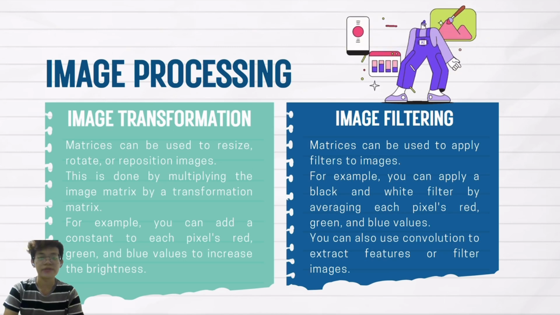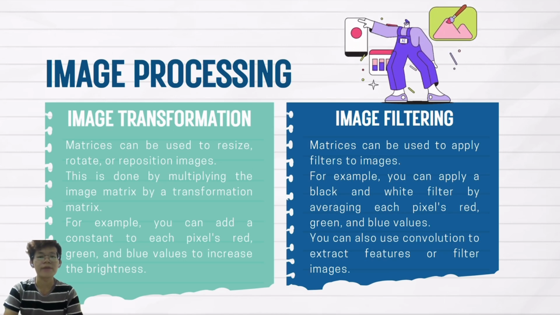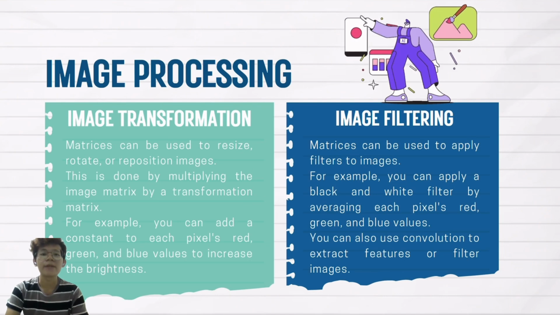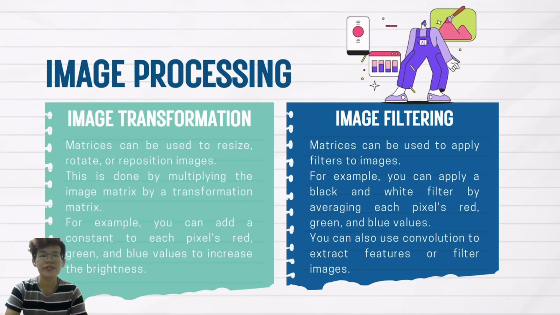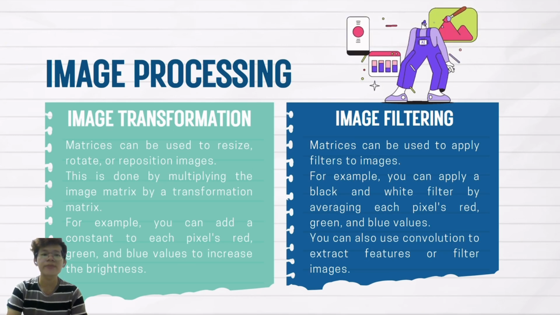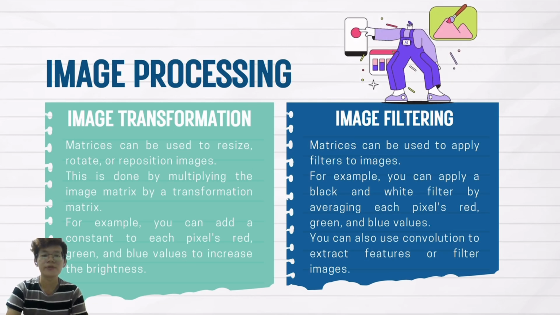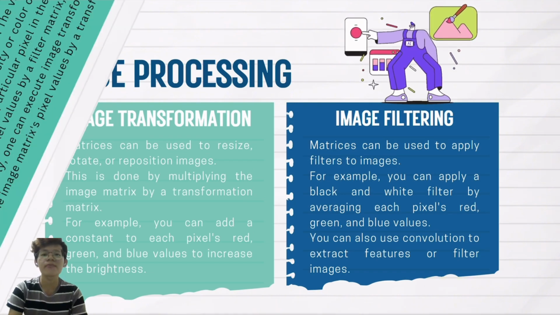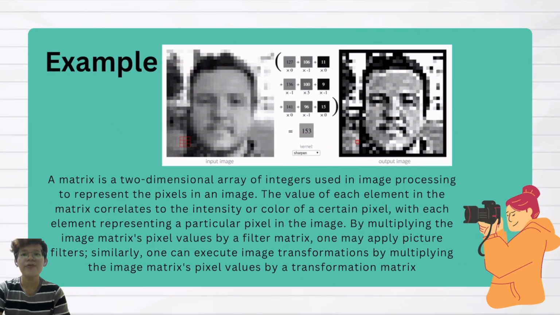For image filtering, matrices can be used to apply filters to images. For example, you can apply a black and white filter by averaging each pixel's red, green, and blue values. You can also use convolution to extract features of filtered images. To clarify my point, I will use this picture as a reference.